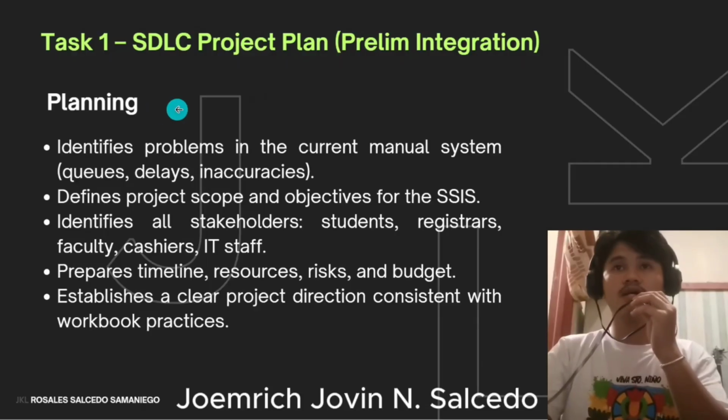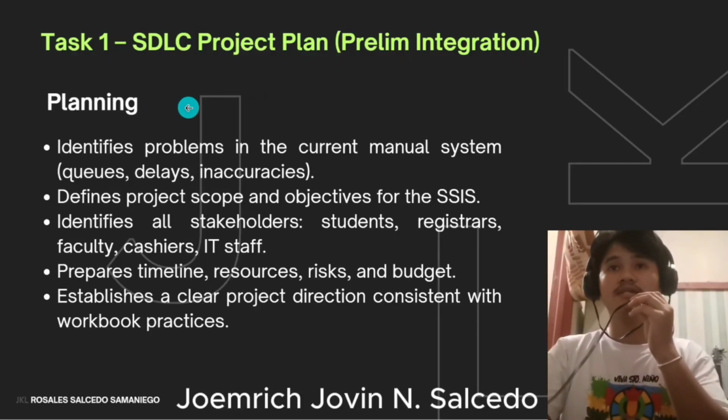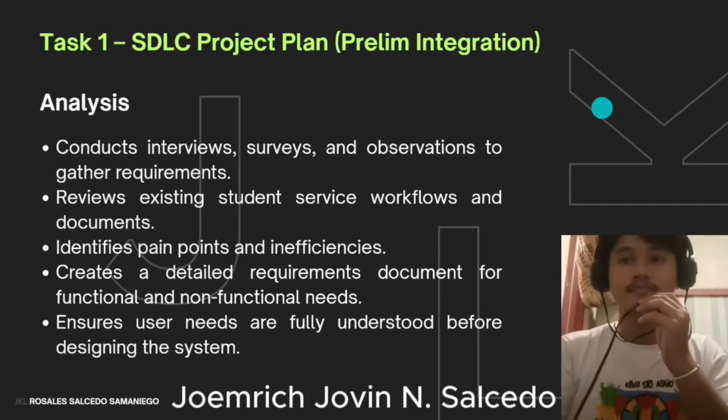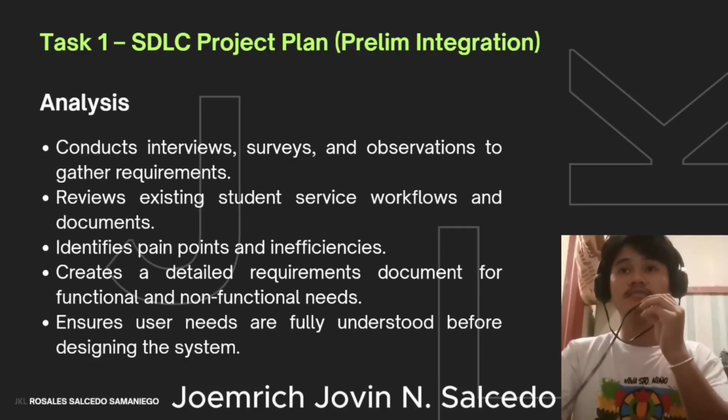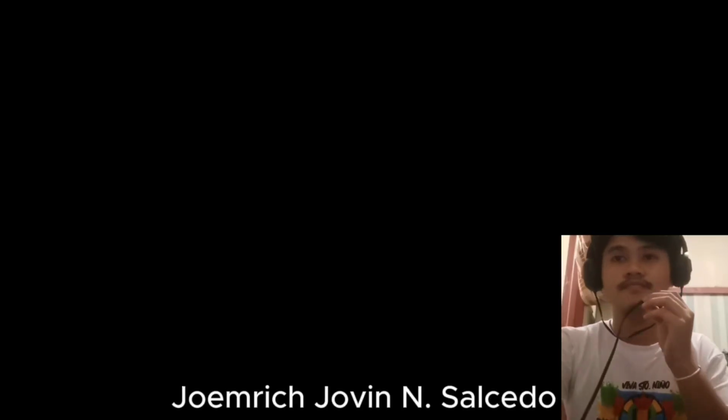And now let's go to the activities per SDLC phase. Number 1 is planning. In the planning phase, the team identifies existing problems in the manual student services system, sets clear objectives, defines the project scope, identifies stakeholders, and develops a timeline, budget, and risk management. For the analysis phase, the team gathers detailed requirements through interviews, surveys, and observations, reviews current workflow, identifies inefficiencies, and documents both functional and non-functional requirements.